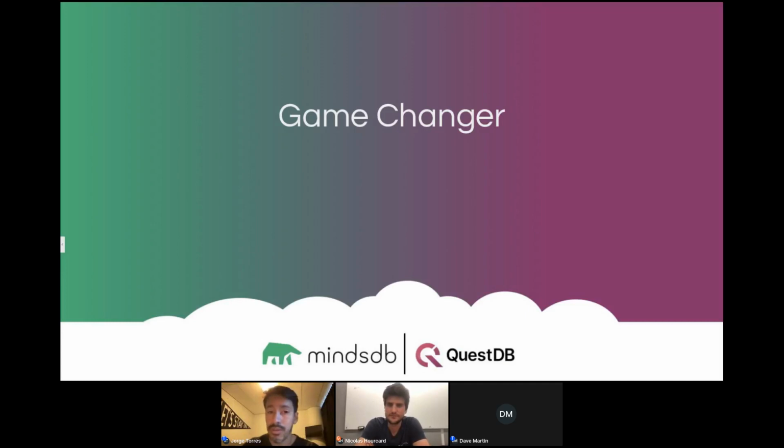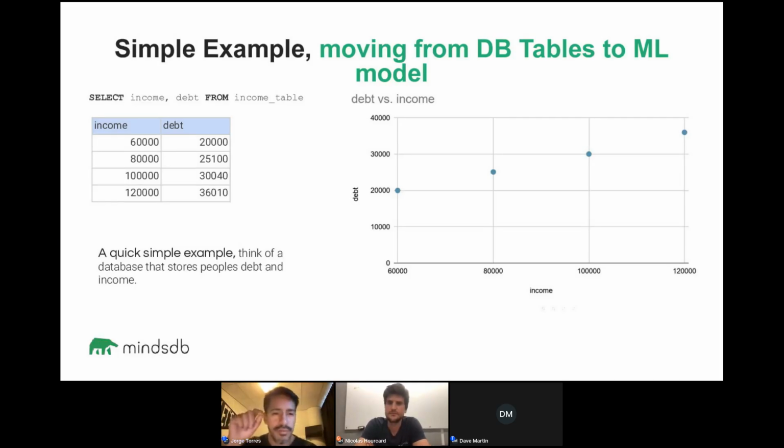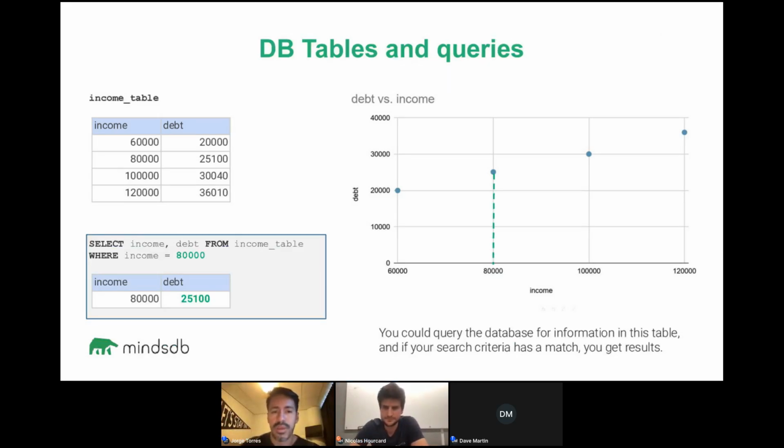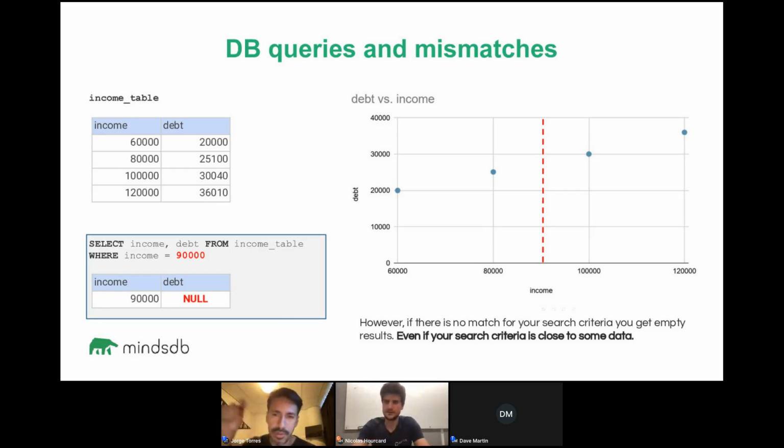So let's describe how that looks like in a very simple example. Imagine that you have, and this one is not time series, we'll jump into a time series one in a second, but imagine that you have a simple table, income and debt, and you want to actually ask databases for information about what you store in the database. And databases are designed to give you an answer if whatever you have on your query statement hits a particular row that is stored in the database. So in this case, if you query for income equal 80,000, since we have a record that matches that, you get a result. The databases are not designed to give you an approximation. And that's fine because that's not the purpose of a database.